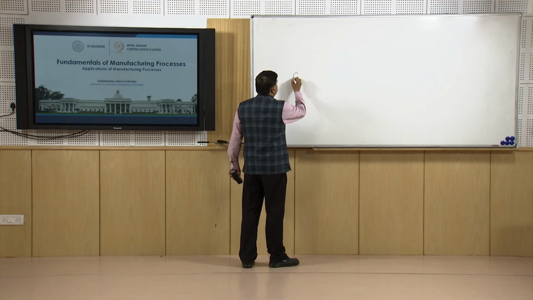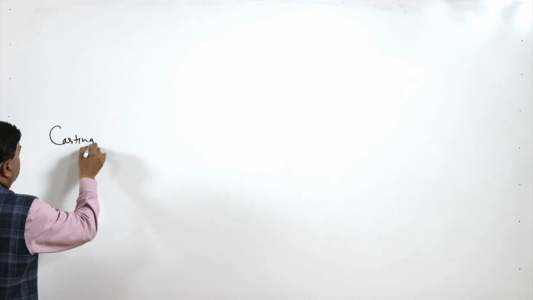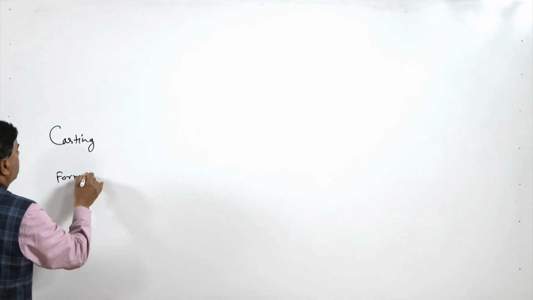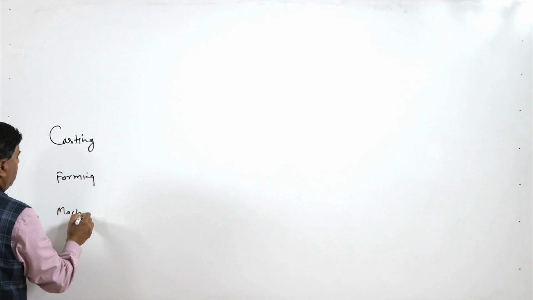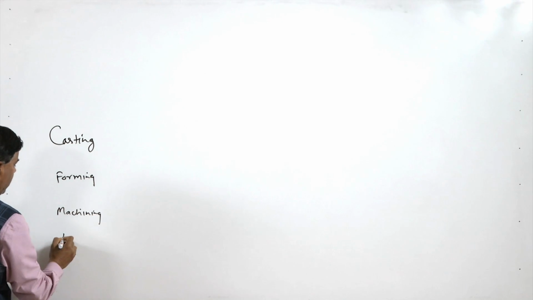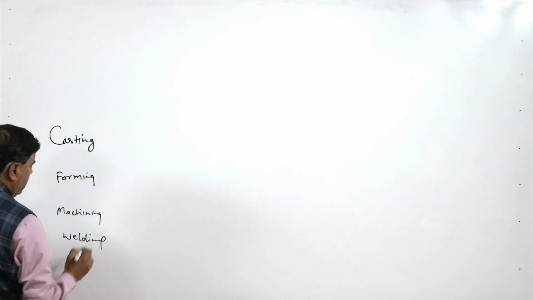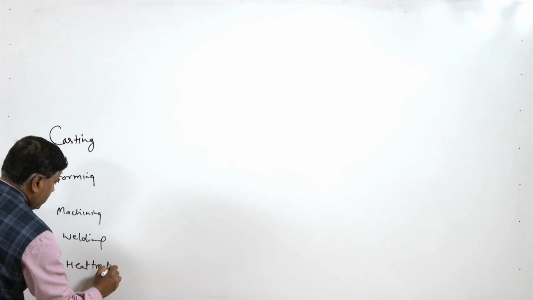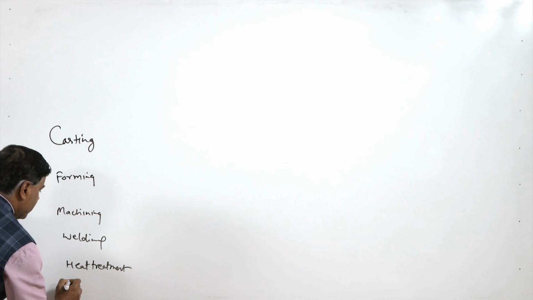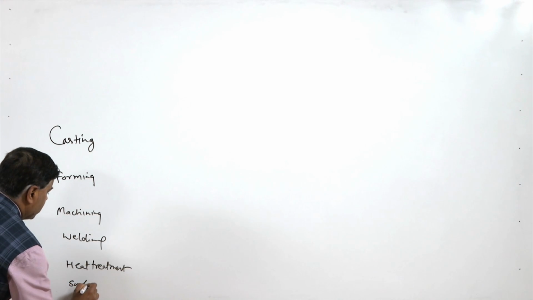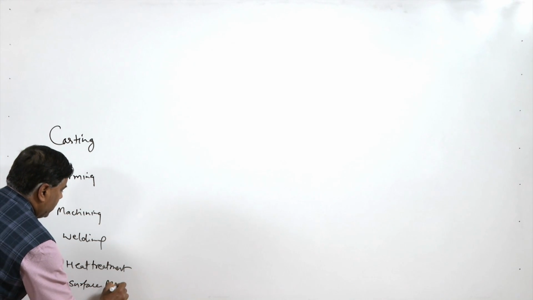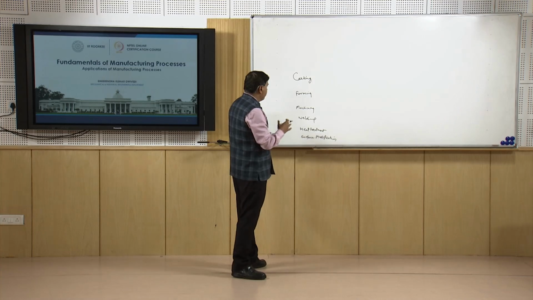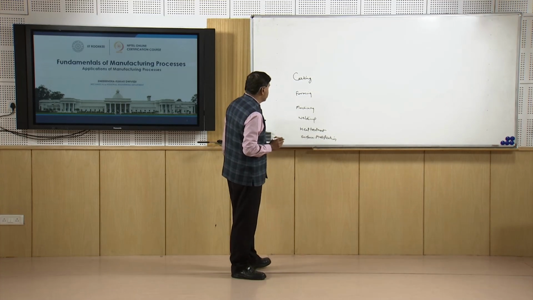So, starting with casting, forming, machining and welding, then heat treatment and surface modification, or we can say surface engineering. So, we will try to talk about these manufacturing processes.